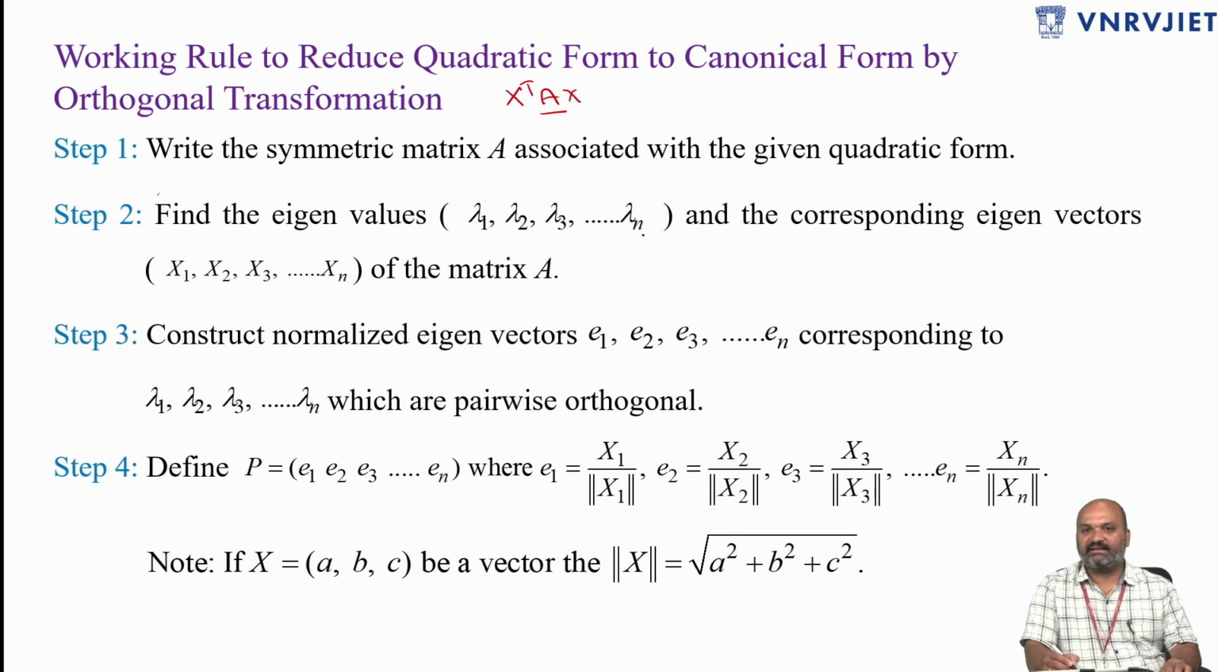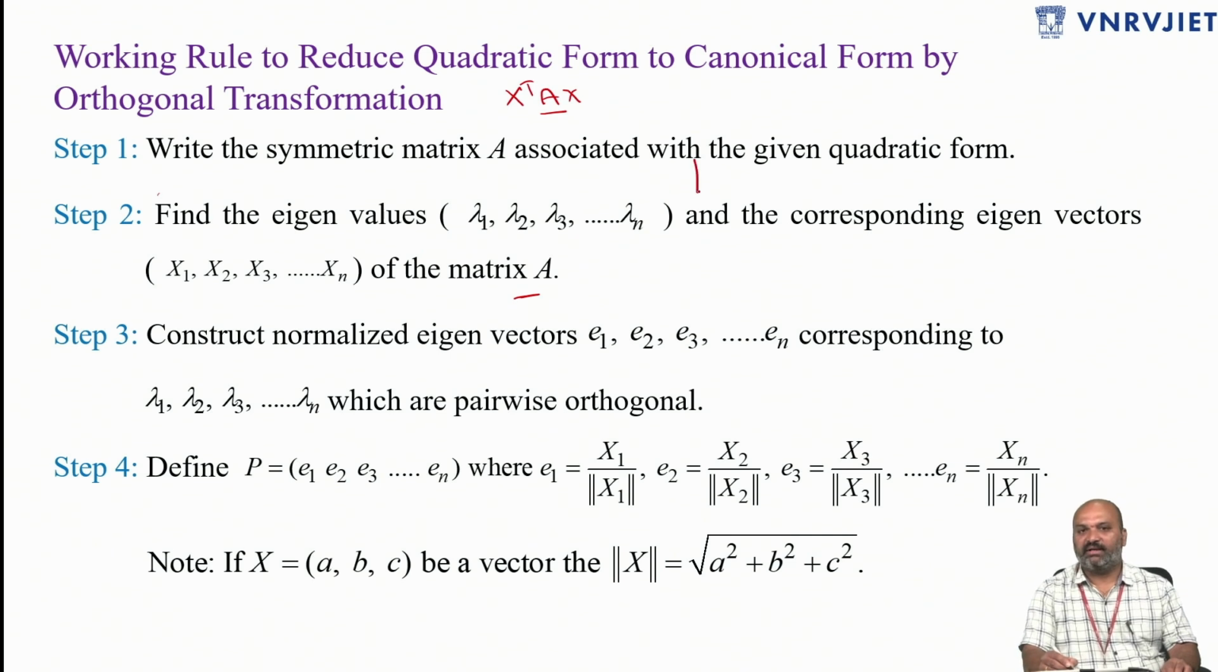Since I am discussing the case for generalization, n variables, it is an nth order matrix, so there exist n eigenvalues. So eigenvalues are say lambda 1, lambda 2, lambda 3, and so on, lambda n. And we determine the corresponding eigenvectors x1, x2, x3, and so on, xn. So n eigenvalues and n corresponding eigenvectors of the matrix. So first step, we write the matrix of the quadratic form. Second step, we determine the eigenvalues and eigenvectors.